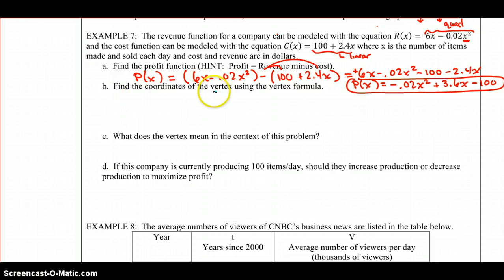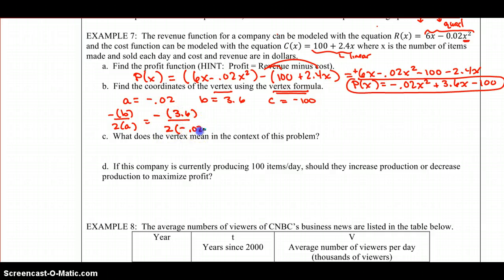So now we're asked to find the coordinates of the vertex using the vertex formula. For the vertex formula, we need the 3 coefficients. The coefficient on x squared was negative 0.02, the coefficient on x was 3.6, and the constant term was negative 100. So the opposite of b over 2a, we get the opposite of 3.6 over 2 times negative 0.02. So we'll get negative 3.6 over negative 0.04. And if we divide, we get 90. Okay, so this is the x coordinate of the vertex.